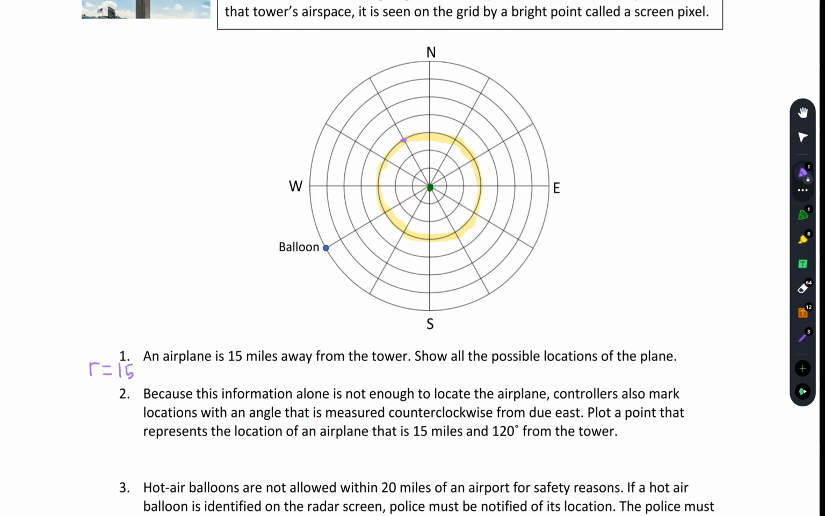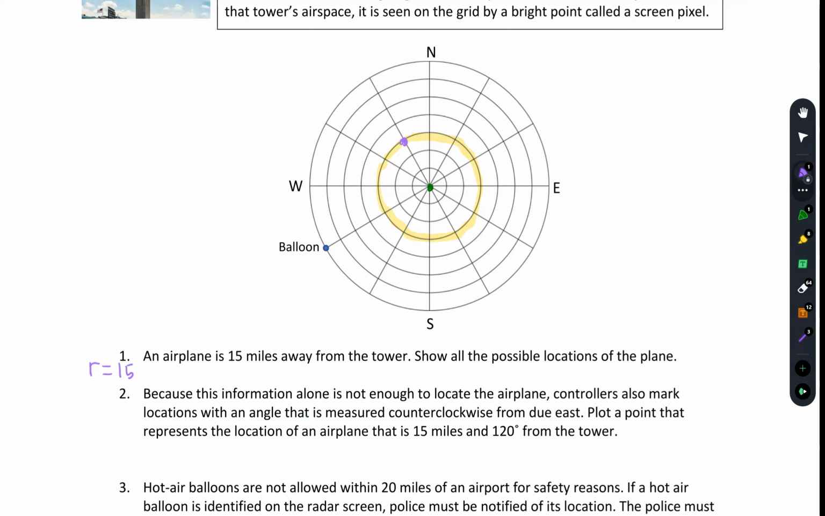Alright, because this information alone is not enough to locate the airplane, controllers also mark locations with an angle that is measured counterclockwise from due east. Okay, so due east, so counterclockwise, very similar to my unit circle, right? Plot a point that represents the location of an airplane that is 15 miles and 120 degrees from the tower. Oh, I think I did that, didn't I? So that's 15 miles and 120 degrees, and that first little dot right there.